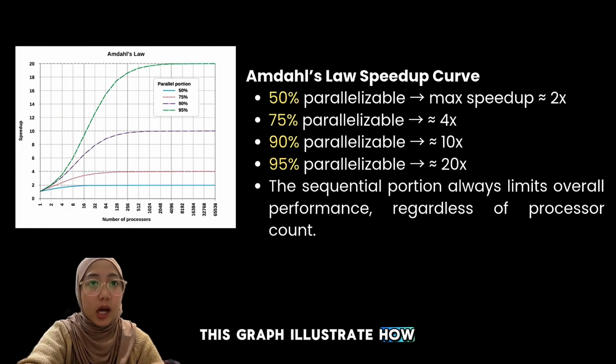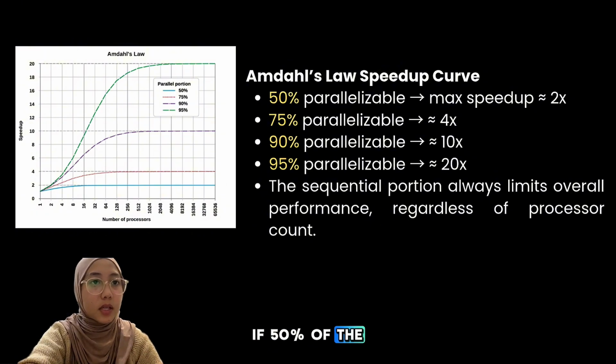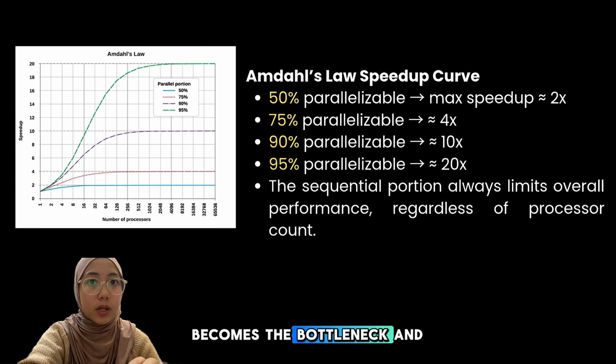This graph illustrates how speed up behaves. If 15% of the code is parallelizable, the best speed up you can get is about 2 times. At 75%, you might reach 4 times. But even with 95% parallelizable code, the speed up hits a limit of around 20 times. This shows that the sequential portion becomes the bottleneck and limits how much we can scale performance.